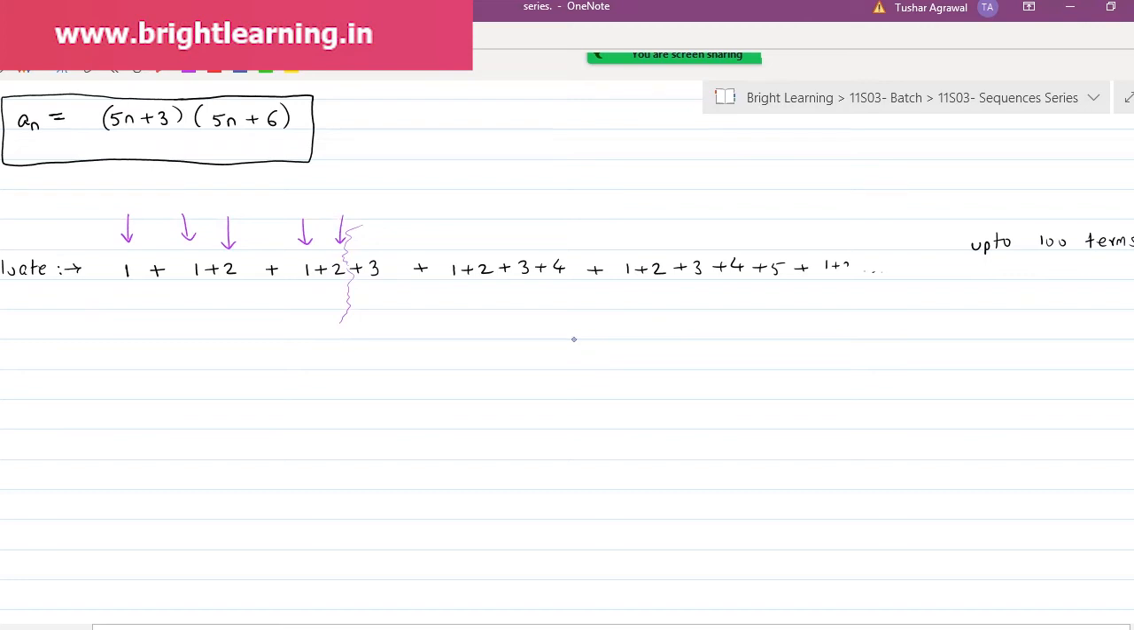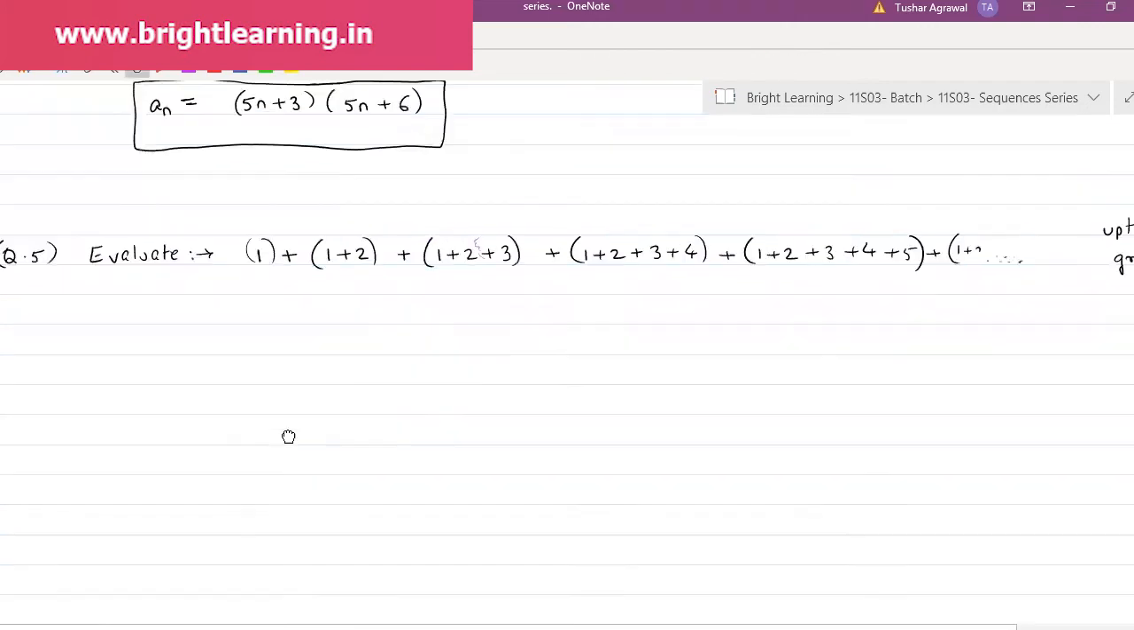So initially I will give you an easy question. I have given you each of the terms in brackets. Each of these is a group, and I am giving you up to 100 groups. Now the question is easy. Yes or no? Proper 100 groups I am giving you. Evaluate the sum up to 100 groups.